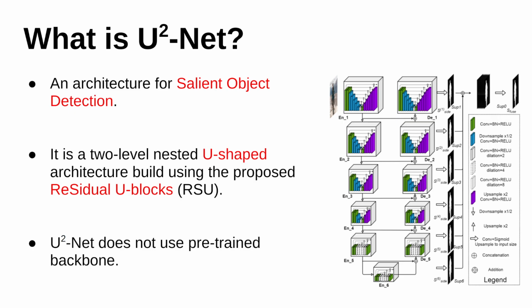This U2Net is a two-level nested U-shaped architecture built using the proposed residual U block. The main thing about this architecture is that it does not use any pre-trained backbone like many other networks, because using a pre-trained backbone has its own disadvantages. To learn more about U2Net, I recommend you watch that video, but if you haven't watched it, don't worry, you can watch it later. In this video, let's learn how to train it for image matting.